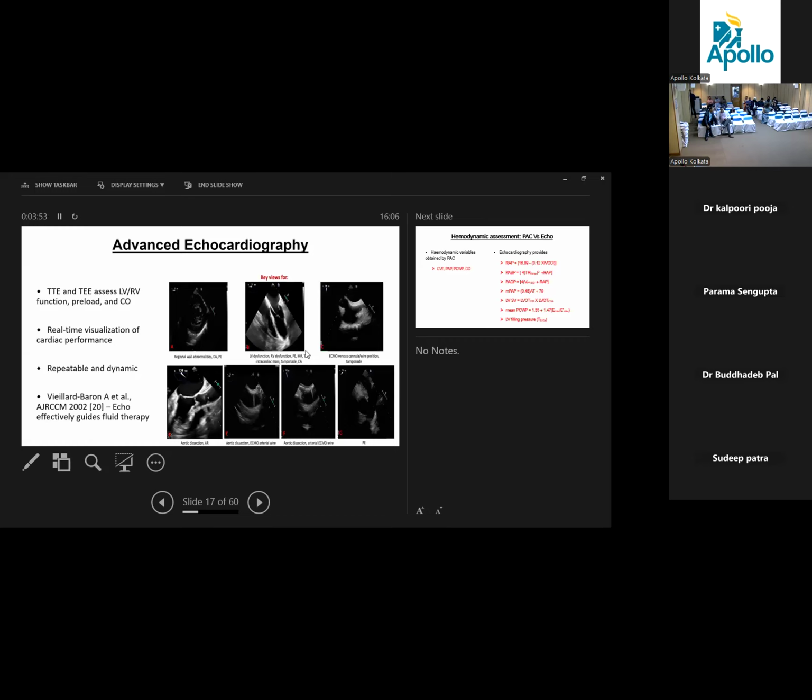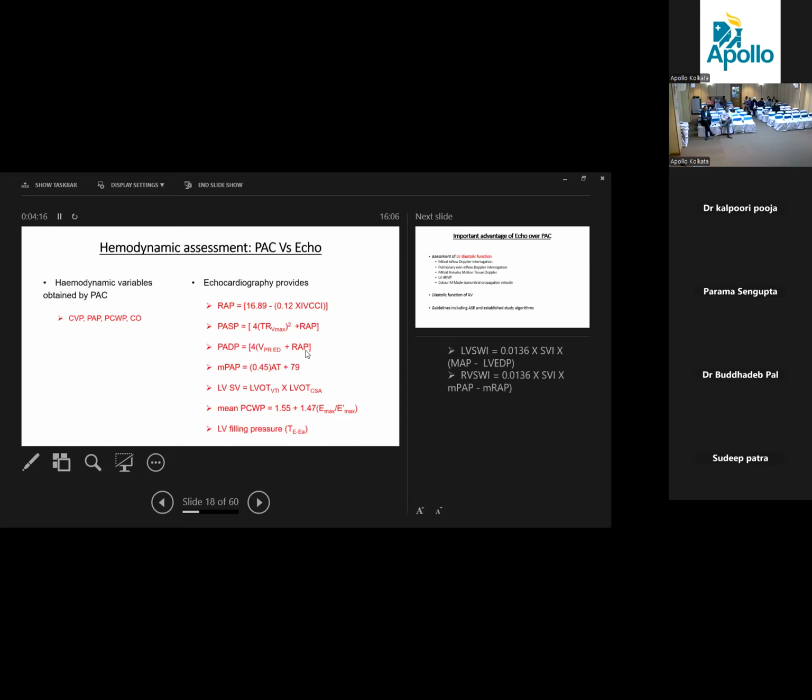photoelectric plethysmography. Advanced echocardiography has the advantage over the PA catheter of giving a lot more data. The data from the PA catheter is limited. Echo can assess LV function, RV function, preload, and cardiac output. It has the advantage of real-time visualization, is repeatable and dynamic, and there are validated studies for this. The hemodynamic parameters obtained by PAC are mainly CVP, pulmonary artery pressure, pulmonary capillary wedge pressure, and cardiac output. Whereas echocardiography, as you can see, gives us a lot more data.